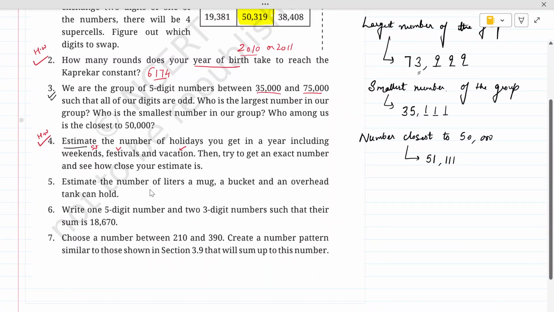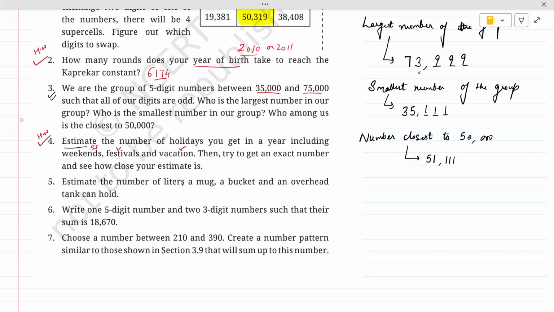Next is estimate the number of liters. That is how many liters of a liquid a mug, a bucket, or an overhead tank can hold. Sorry, it can hold. So this is easy, kids. I am just writing the answer here. A mug is small or big.